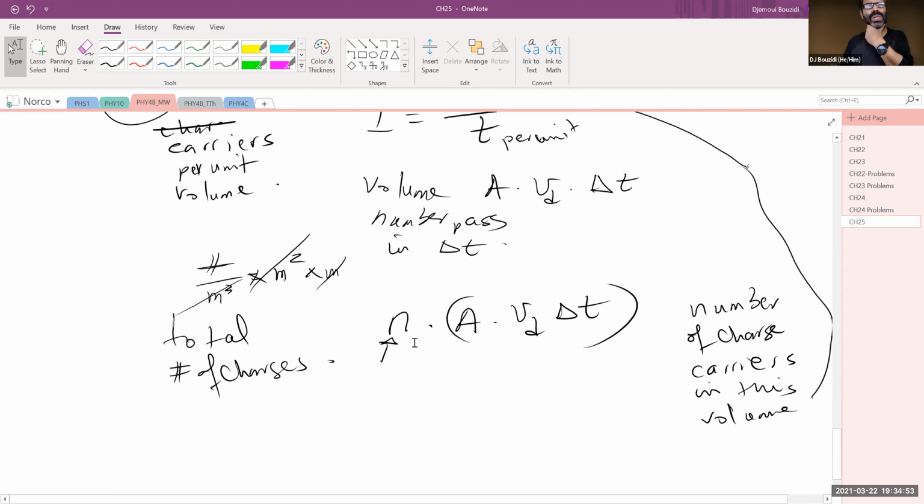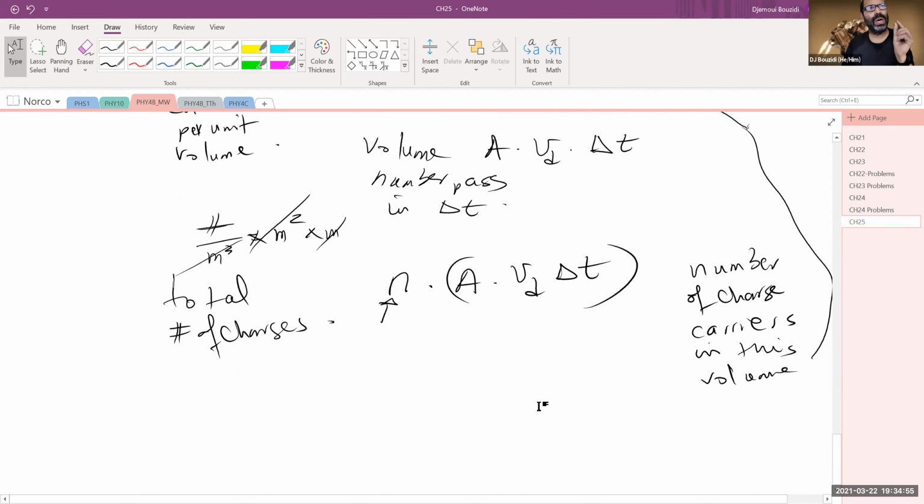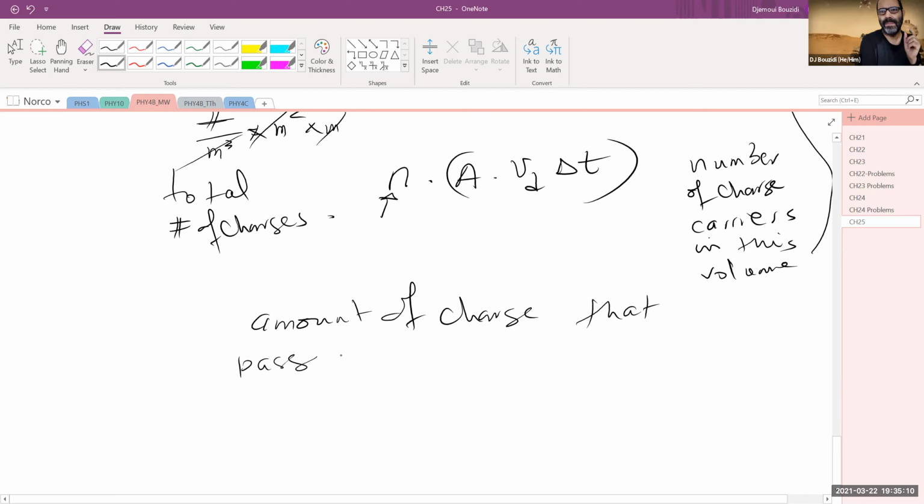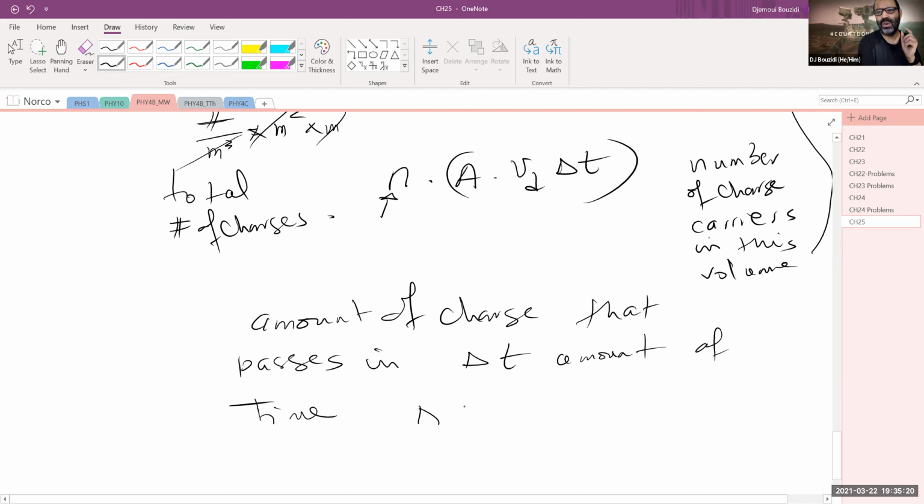Anyway, so this is the number of charges. Now, if I multiply, each one of them has a Q charge, by the way. So now, the amount of charge that passes in delta T amount of time, which is delta Q, by the way.